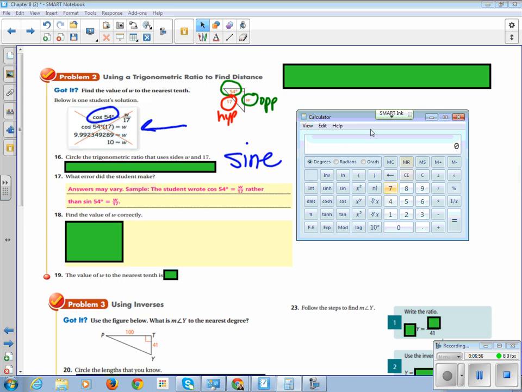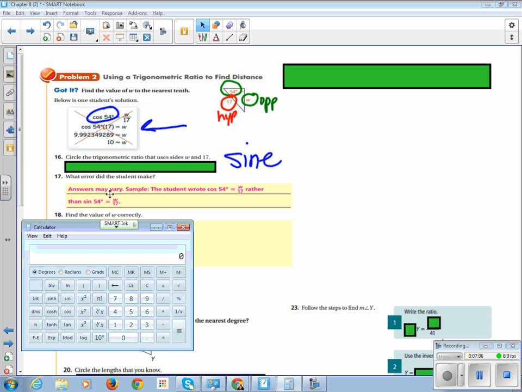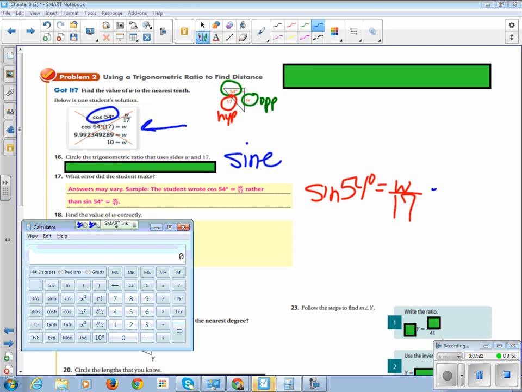So for this computer calculator, I have to actually put in the sine first, but hold on real quick. I actually need to calculate this. So if the sine of 54 degrees is equal to W over 17, I'm solving for W. I need to multiply both sides by 17. So in fact, 17 times the sine of 54 degrees is equal to my value W.